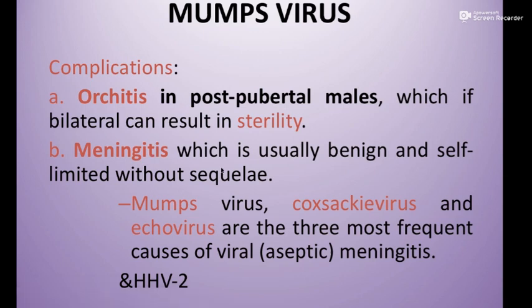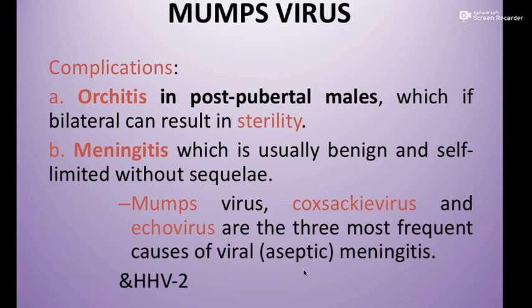Meningitis is also usually benign and self-limited; it is called aseptic meningitis. We will discuss the differential diagnosis of aseptic meningitis, which includes viruses and TB, tuberculosis. Viral causes of aseptic meningitis can be mumps, as we said, and we will take Coxsackie virus and Eco virus. Eco is the most common cause of aseptic meningitis. We also add human herpes virus 2, which we took in the previous lecture, and which can cause aseptic meningitis.